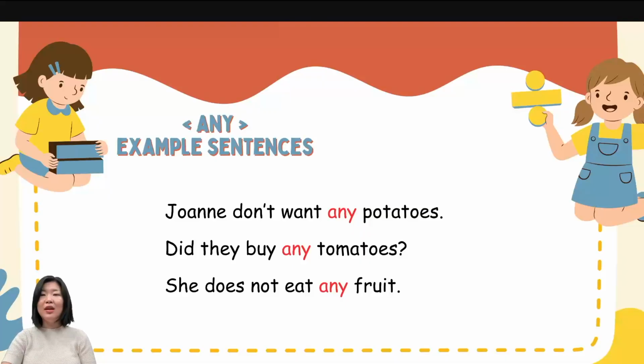So let's take a look at some examples of any. Joanne doesn't want any potatoes. It means that I don't want any quantity of potatoes. But since I'm using a negative form, don't, I cannot use some. I have to use any. The second example says, did they buy any tomatoes? It is in a question form. Therefore, we have to use any in this sentence. And lastly, she does not eat any fruit. Once again, it is in a negative form, so we have to use any.